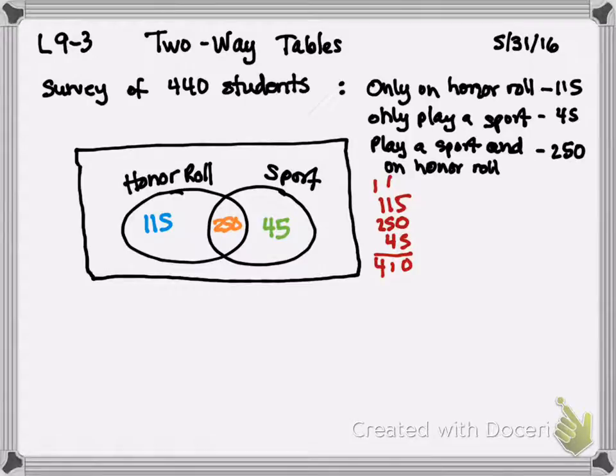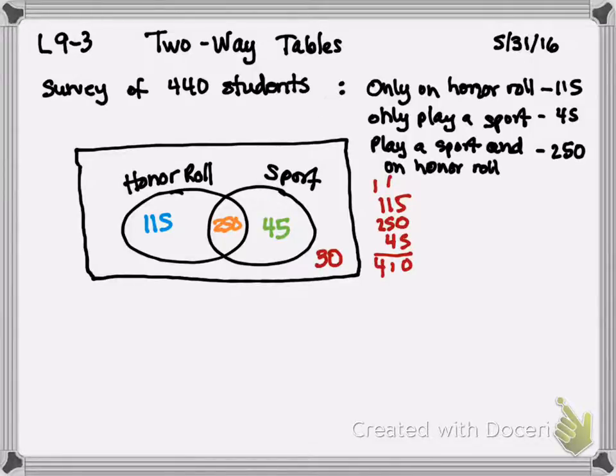So in a Venn diagram for math, they go in the box, but not inside of the circles. In English class, you don't have that box because everything fits into one of those 3 places. But in math, anything that doesn't fit in one of the 3 places is outside. So 115 kids were on the honor roll but not in sports. 45 kids were in sports but were not on honor roll. We had 250 kids that were both in honor roll and sports, and we had 30 kids that were not on honor roll and not in sports.